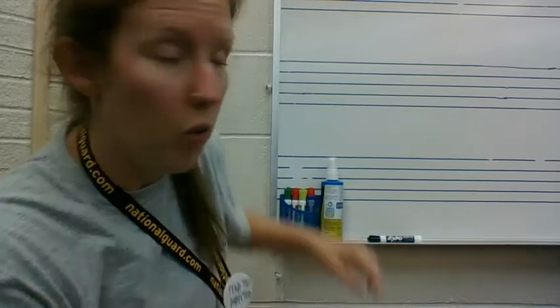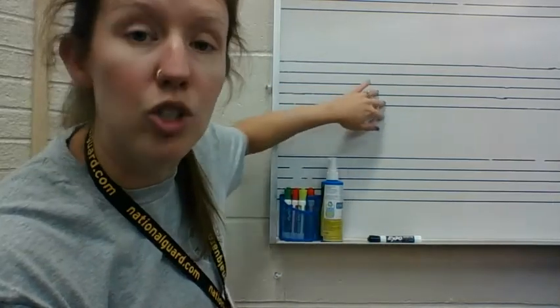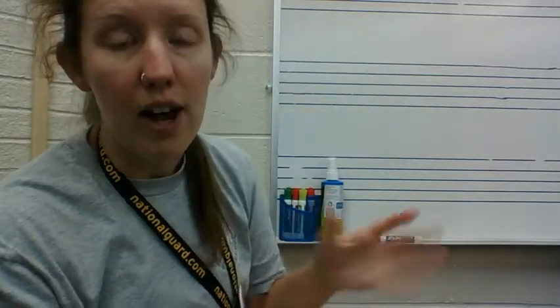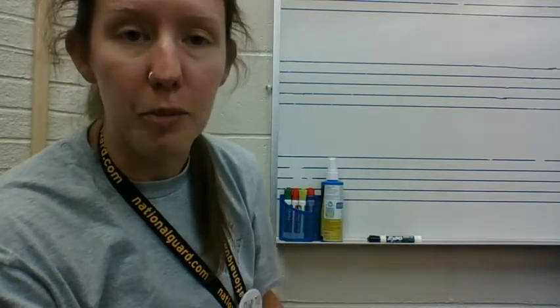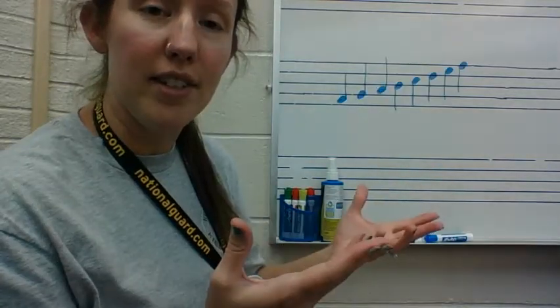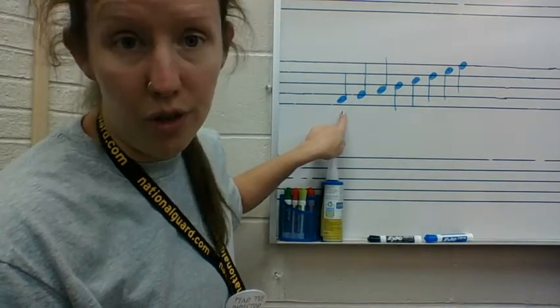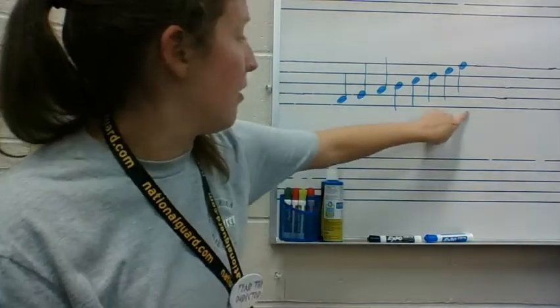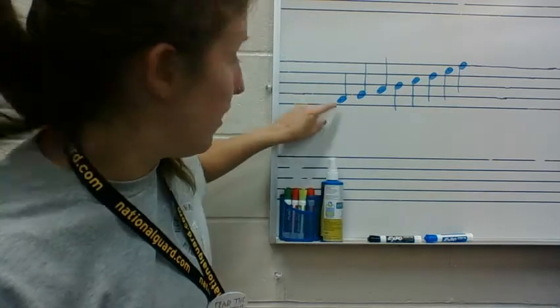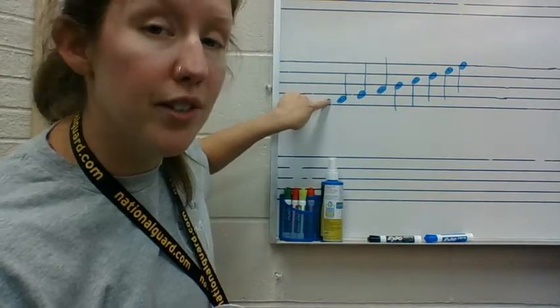If I tell you that one of these lines or spaces is do, we can then figure out what all of the other lines and spaces are supposed to be. Say that I have decided that this is do. So I have written out a scale here, and I am telling you that this space right here represents do.